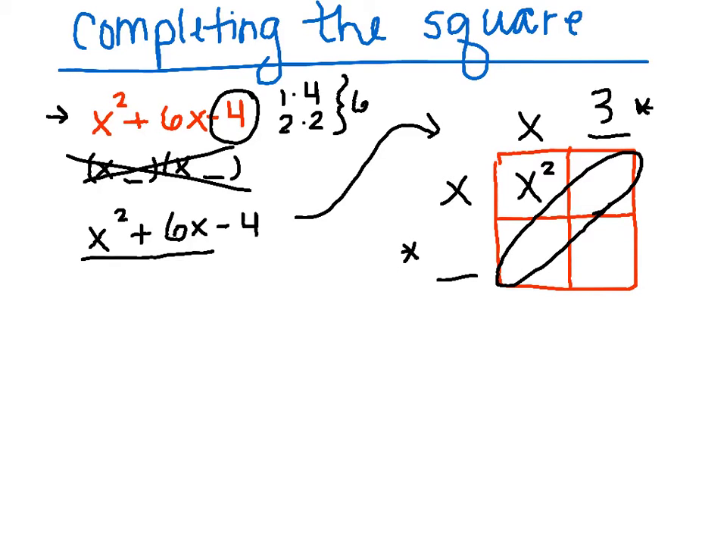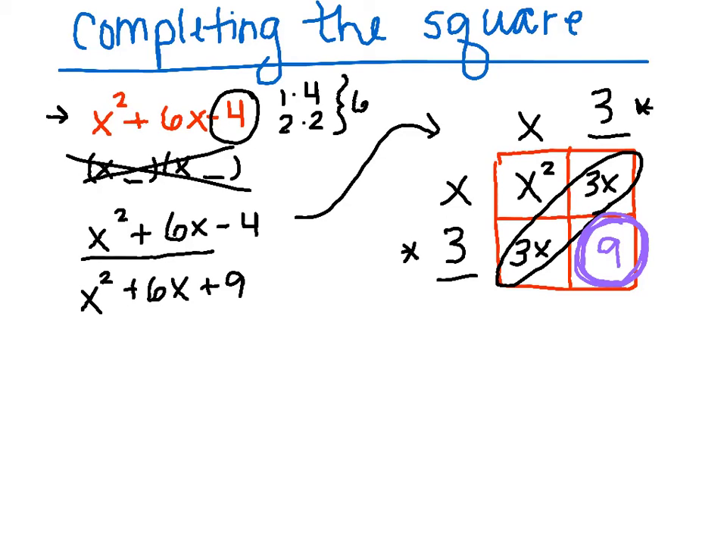So we know that that would be 3. So 3x and 3x will give us 6x. Now, to complete the square, which is why it's called that, what would complete the square going here? Well, it's 3 times 3, so we know 9. So when rewriting this, we write x squared plus 6x plus 9, because that would complete this square, and then minus 4 off to the side.